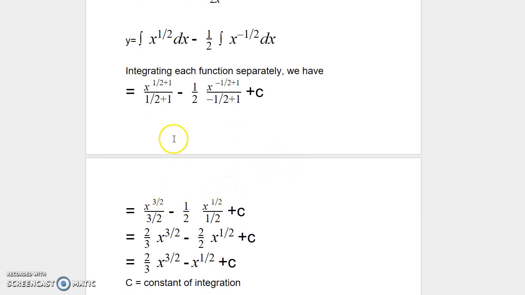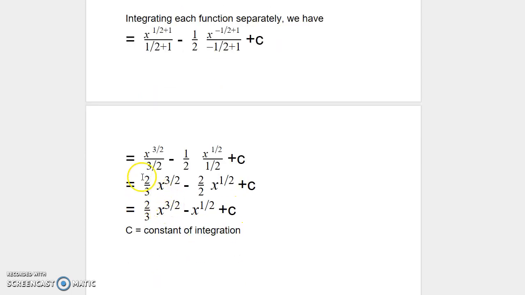When we simplify it some more, x to the power of 1 half plus 1 converts to x to the power of 3 over 2, divided by 1 half plus 1, which is 3 over 2 in the denominator, minus 1 half times x to the power of minus 1 half plus 1, which converts to 1 half. And in the denominator, we have minus 1 half plus 1, which converts to 1 half, plus c. We can simplify it some more. So in the denominator, we have 2 over 3.